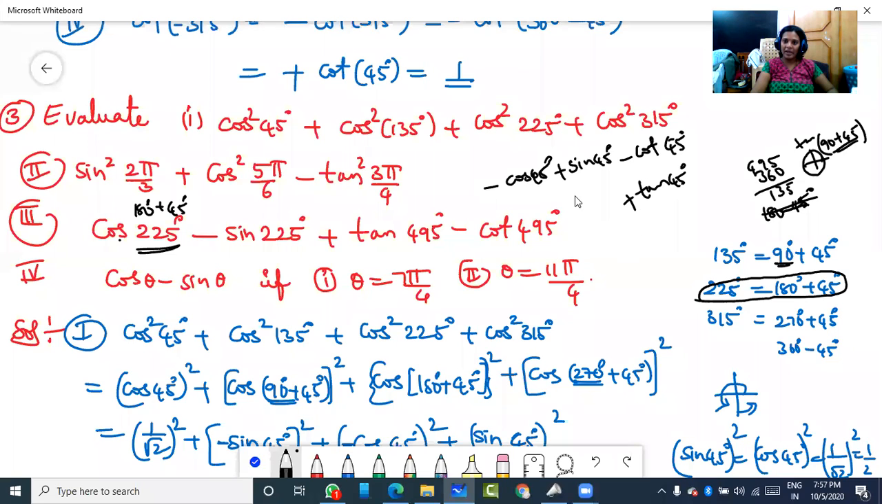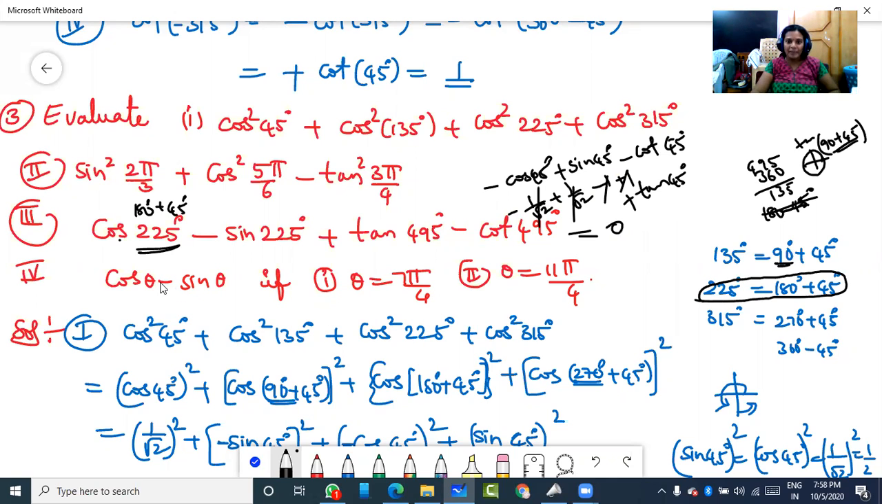Now you can take the values. Cos 45 is 1 by root 2 with negative. Sin 45 is 1 by root 2 with positive. Cot 45 is 1, negative. Tan 45 is 1, plus. So plus 1 minus 1, and plus 1 by root 2 minus 1 by root 2 get cancelled. It is 0. It is a 2 marks question only, but you have an idea how to express.